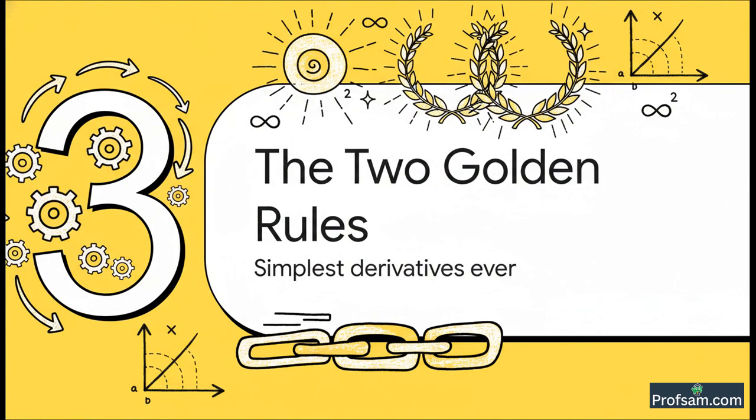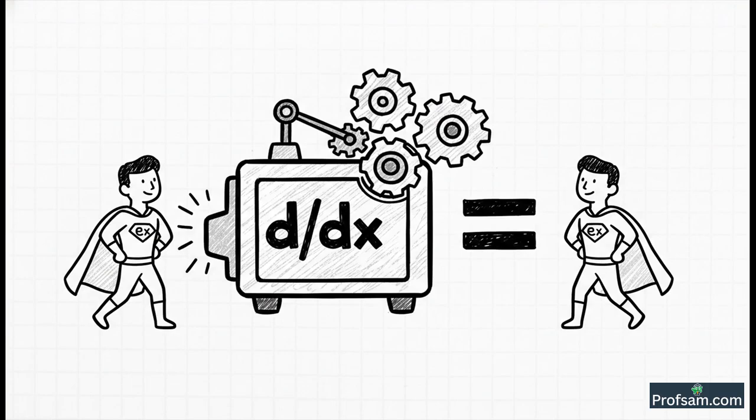Okay, section 3, the two golden rules. Now that we know our functions, let's see what happens when we try to find their derivatives. And I'm telling you, you're going to love this because these are the simplest, easiest derivative rules you will ever learn. Here it is, golden rule number 1. The derivative of e to the power of x is, well, it's just e to the power of x. It does not change at all. This is the only function in all of mathematics like this.